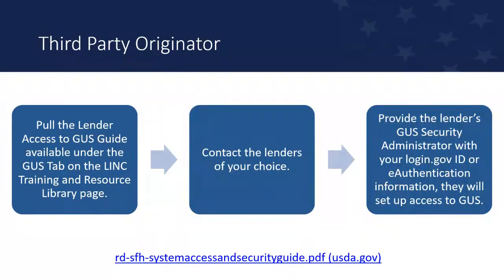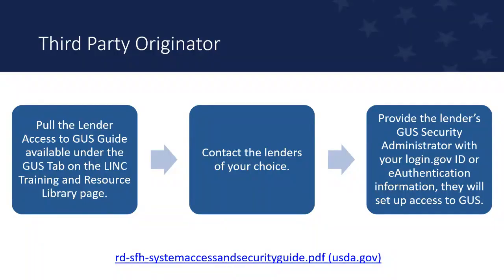So if you're a third-party originator or a mortgage broker, once you've finished the required training, you'll create your Login.gov or link your current e-authentication ID in Login.gov if you haven't already. Then you'll reach out to your lender of choice, one of our approved lenders, and you'll provide the approved lender's security administrator with your Login.gov email address.